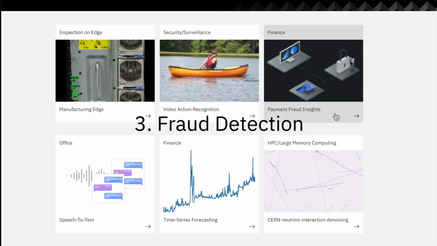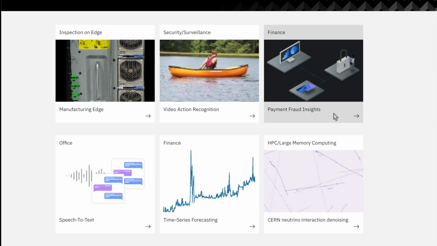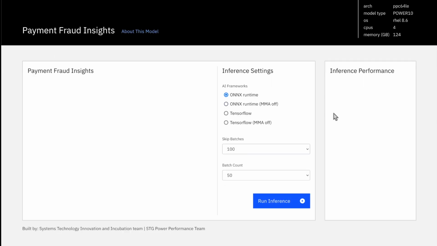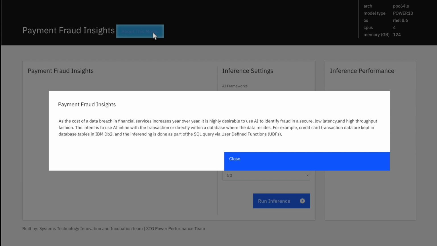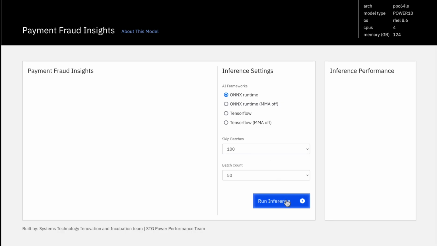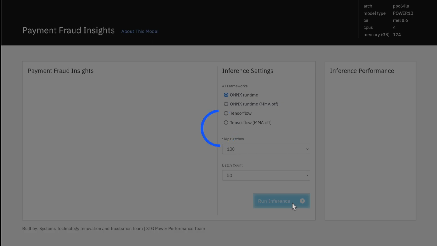This is a credit card fraud detection demo. As the cost of a data breach in financial services increases year over year, it is highly desirable to use AI to identify fraud in a secure, low latency, and high throughput fashion. The intent here is to use AI in line with transaction or directly within the database where the data resides. For example, credit card transaction data are kept in the database tables in IBM DB2, and the inferencing is done as part of the SQL query via user-defined functions.